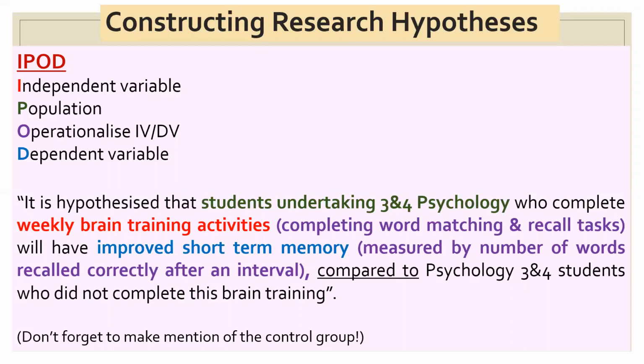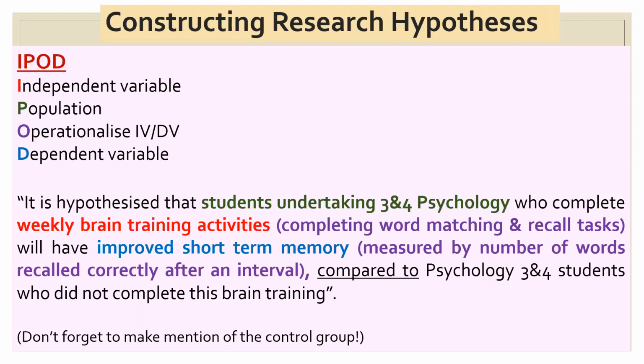If we look at creating a hypothesis for the previous example, we can say it is hypothesized that. It's always good to start with those 4 words. Now we've got to mention our population, which is the green one. Our population in this case is students that undertake 3 and 4 psychology or year 12 psychology, who complete weekly brain training activities, that's our simple IV in red. And how we're operationalizing that, which is the purple, is by saying through completing word matching and recall tasks.